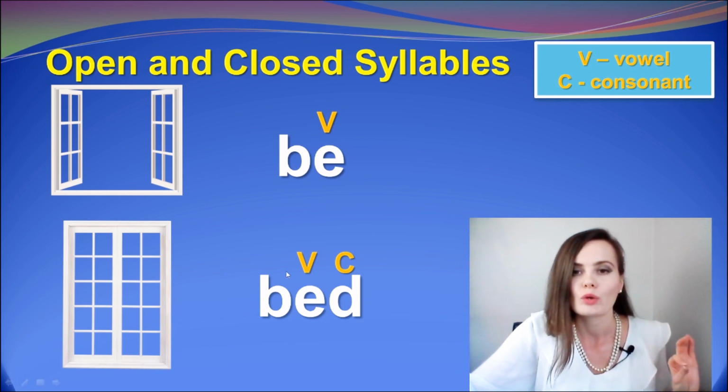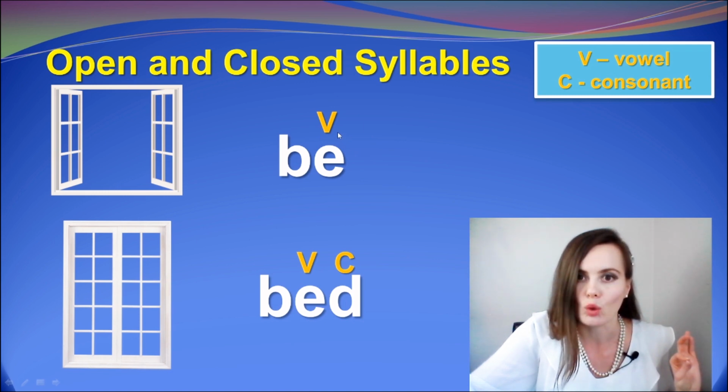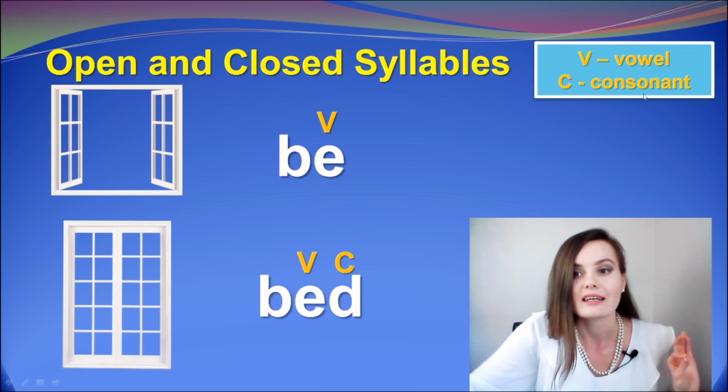Okay, but in the word bed, we can see the pattern V, C. It means vowel, letter E is the vowel, and letter D is the consonant. So in this case, we see the closed syllable, bed. There is a consonant on the right side. But in the word B, we can see the open syllable. There is no consonant on the right side. It ends with a vowel, right? Again, V is for vowel, C is for consonant.